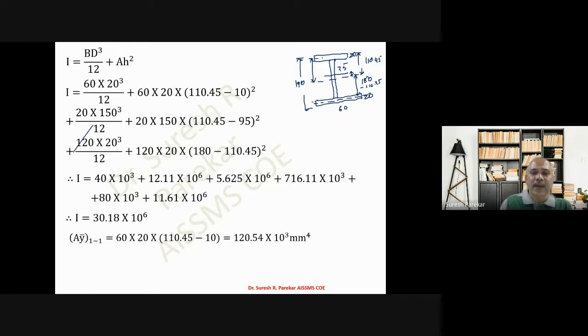Now AY bar, we have section, this will be 1, 1. So this here at top we have 0, at bottom we have 0. So we have taken at 1, 1, and we have to take moment of this area about neutral axis. And we have 60 into 20 into 110.45 minus 10, 120.54 into 10 raised to 3 millimeter to the power 3, not 4. So this is actually millimeter to the power 4.